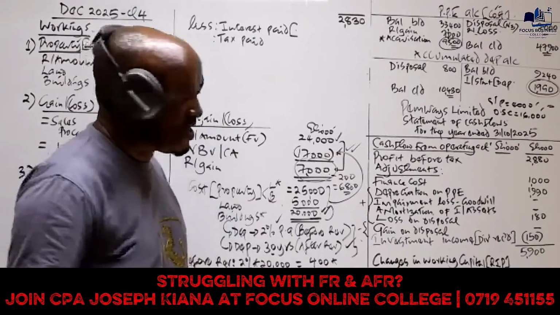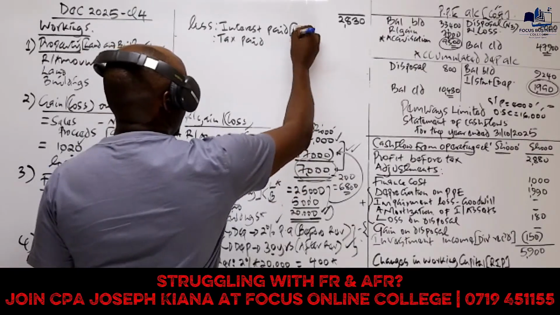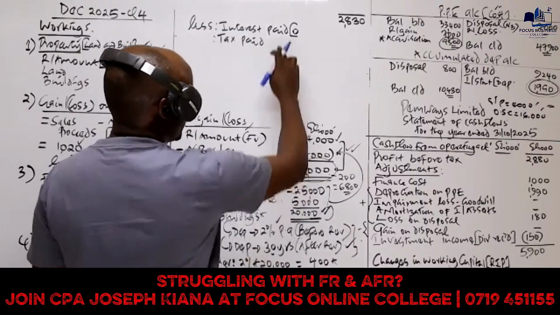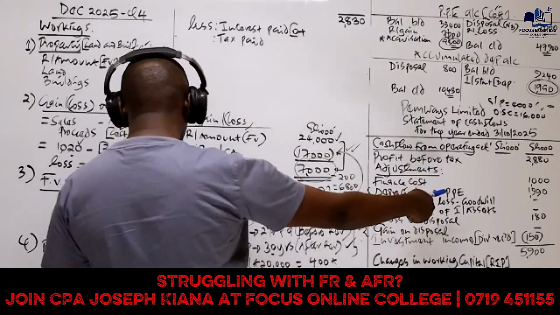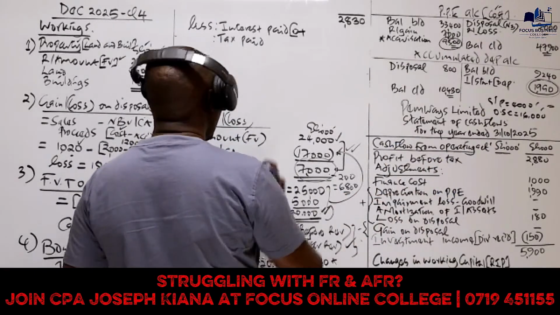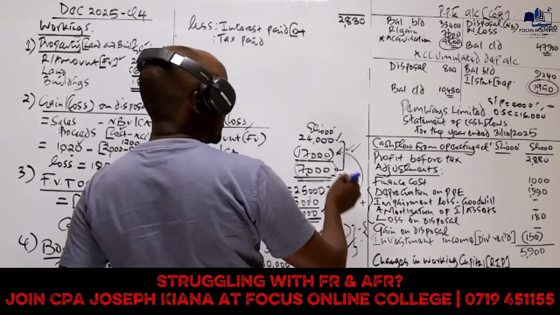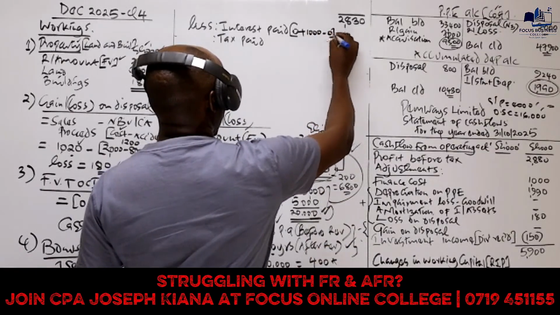But in this case, we said if there was any accrued interest, what you do is take the accrued interest at the start, or the interest payable at the start, which we don't have, plus the finance cost in the income statement, which is this one, 1,000, minus the accrued interest at the end.